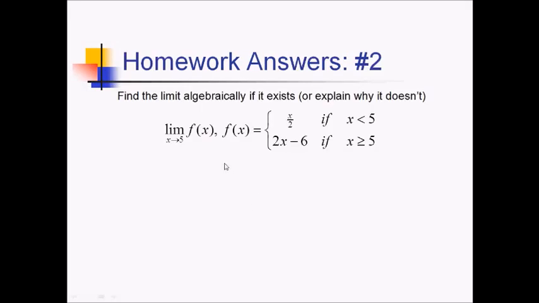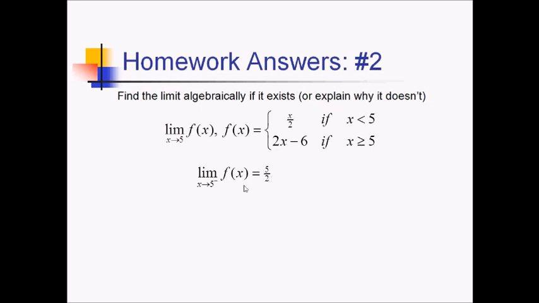For this problem, we're trying to find the limit as x approaches 5 for this piecewise function. Now, since 5 is a border value, that means we have to take a look at the left and the right side limits and see if those match. So let's find the left side limit first. Limit as x approaches 5 from the left. That's going to be 5 over 2. We're using this first rule here. This is the before rule for 5. And that's just 5 over 2. Can't really simplify it anymore, or you could make it 2.5.